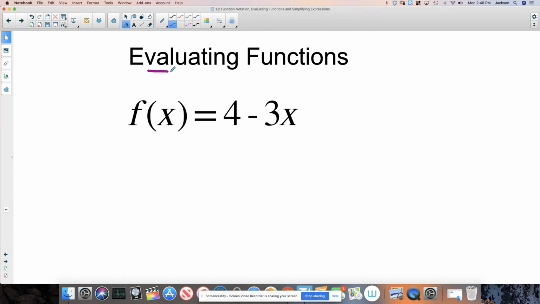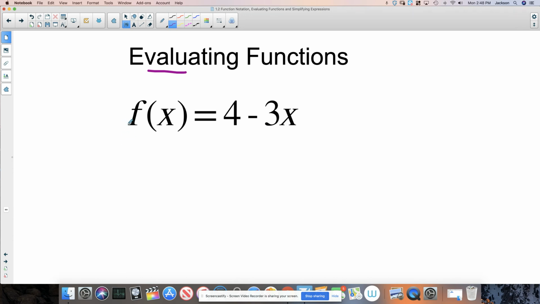Let's talk about evaluating functions, right? Embedded here in the word evaluate is value, which means when we're done, we're going to be left with hopefully a number. If we plug in a number, we end up with a number. If we plug in a variable, we end up with what we call a variable expression like this, right?